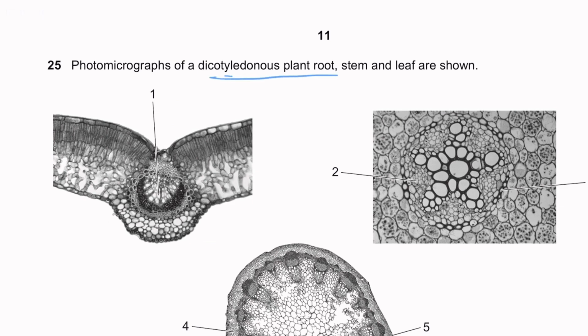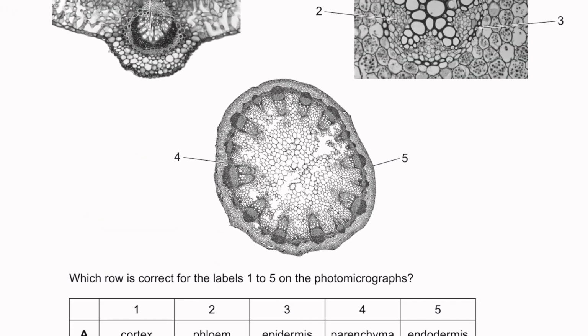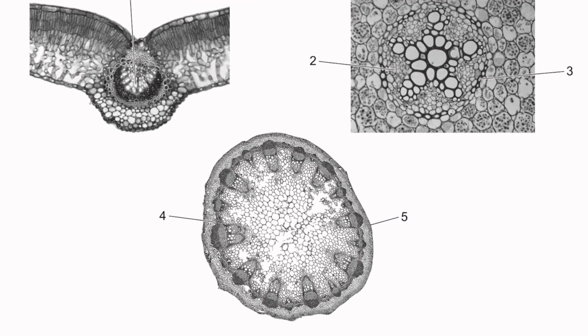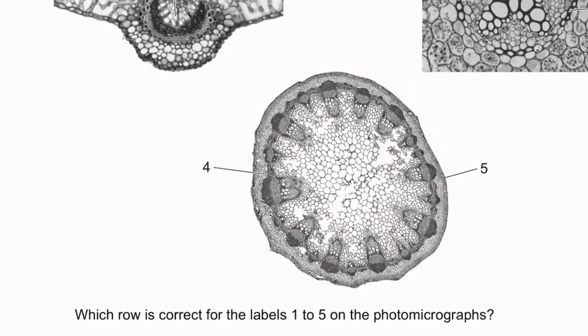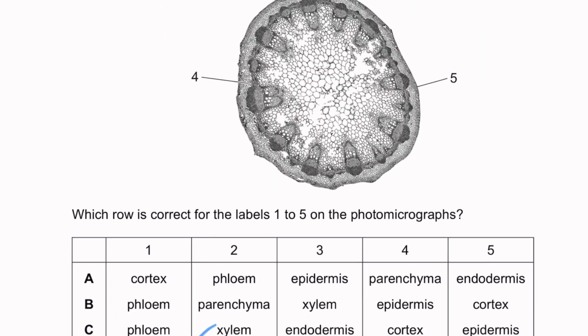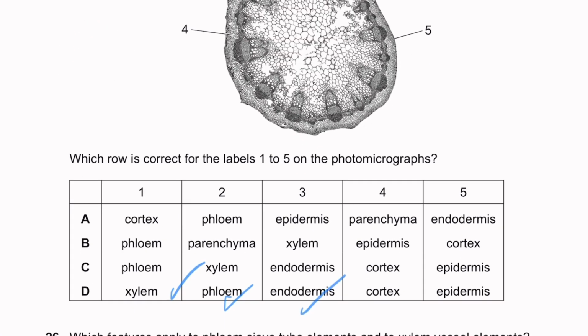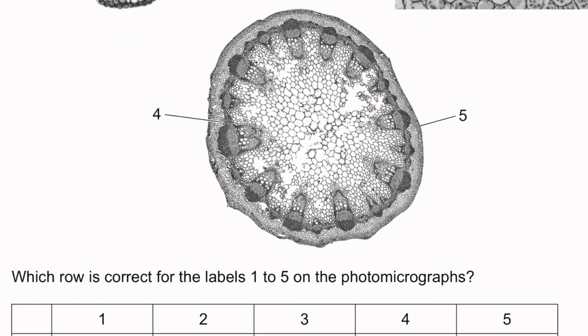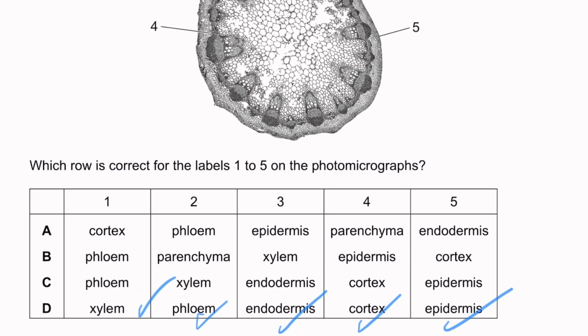Photomicrographs of a dicotyledonous plant root, stem, and leaf are shown. Interesting. It says which row is correct for the labels 1 to 5 on the photomicrographs. Let's look at this. So 1, we can look at the xylem, as you can see, and so here we can label xylem. Okay, number 2, we can look at the phloem. And number 3, let's look at this number 3. Where's number 3? Yes, number 3, we can see it's endodermis, and these are cells that have suberin on them. They have the Casparian strip. Okay, and number 4, where's number 4? Right here, it's the cortex, yes, okay. And number 5, it's the epidermis, and that's what it says for D.